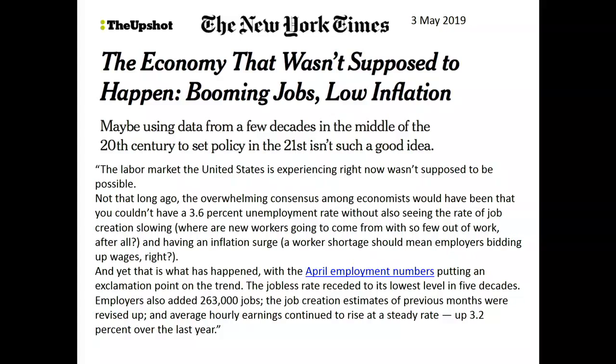We have booming jobs and low inflation. The labour market in the US is experiencing right now what isn't supposed to be possible. The consensus amongst economists would have been that you couldn't have a 3.6% unemployment rate without seeing the rate of job creation slowing and an inflation surge. A worker shortage should mean employers bidding up wages, but that's not what's happening. The jobless rate has receded to its lowest level in 5 decades. In fact, even hourly earnings are increasing, up 3.2%, but still there's no inflation.